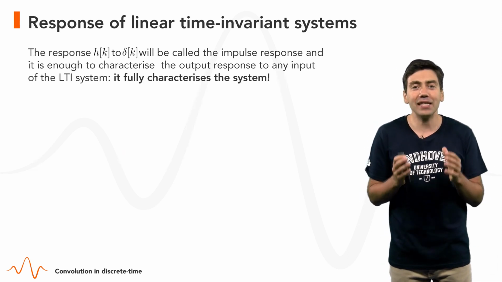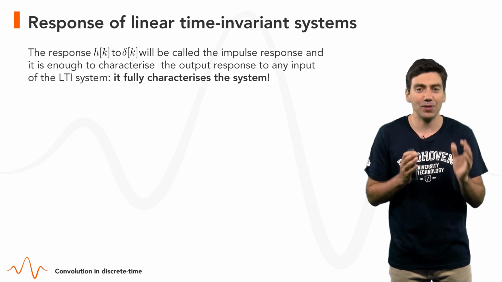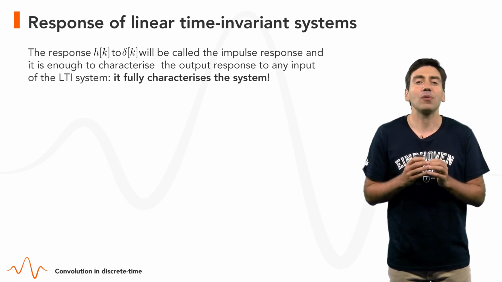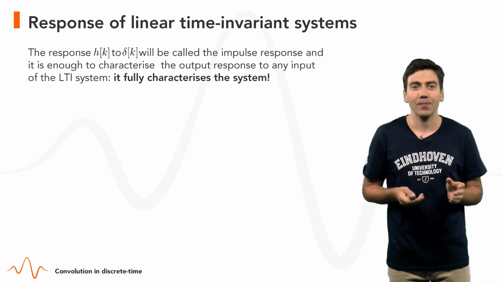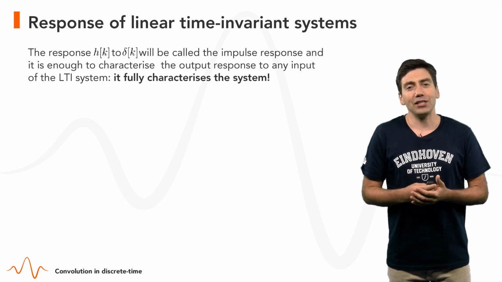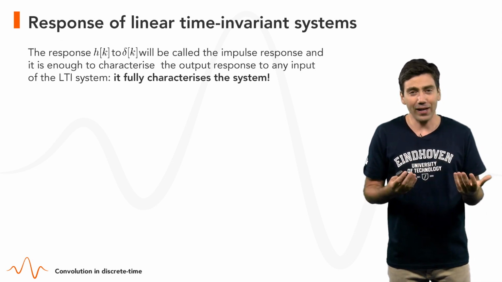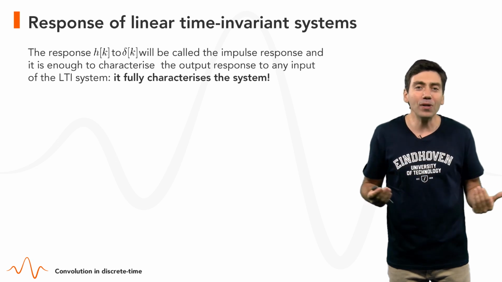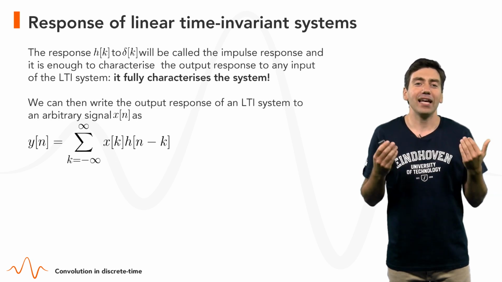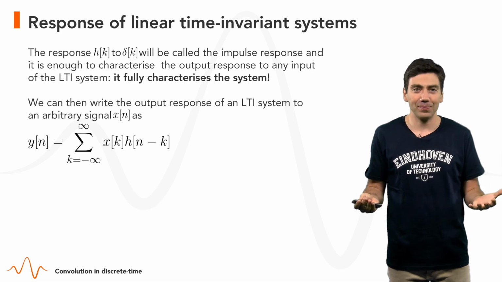So all we need is the impulse response to a Dirac at time 0, h of n, to determine all the other ones. The impulse response h of n is all that we need to fully characterize a linear time invariant system.